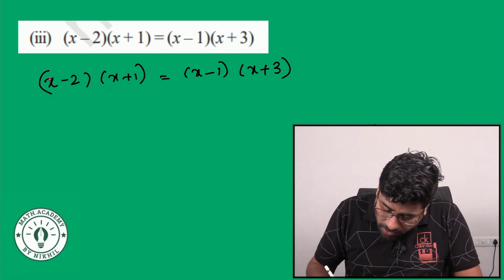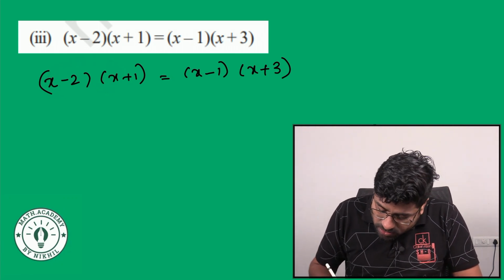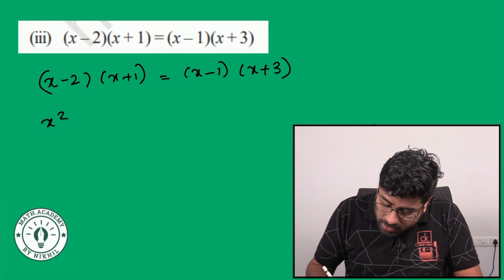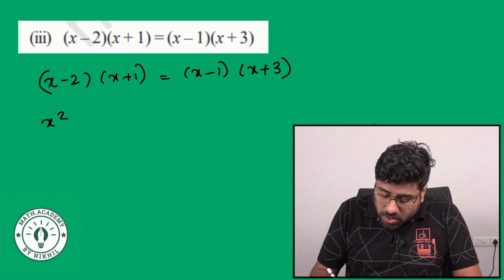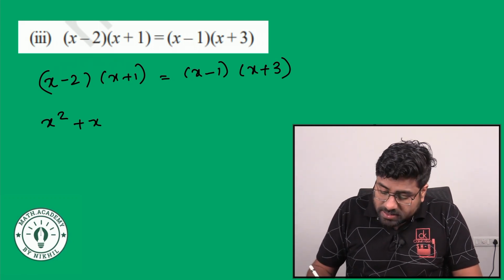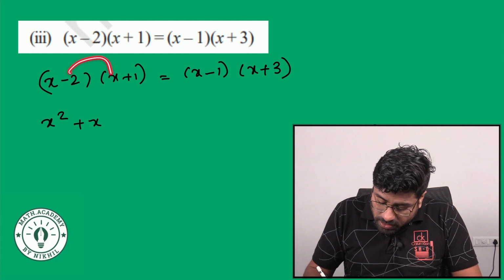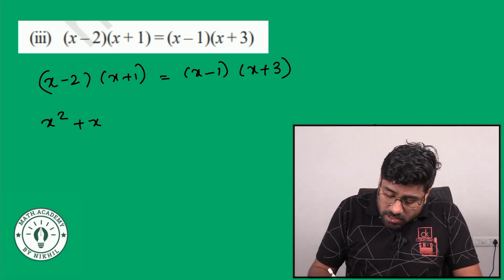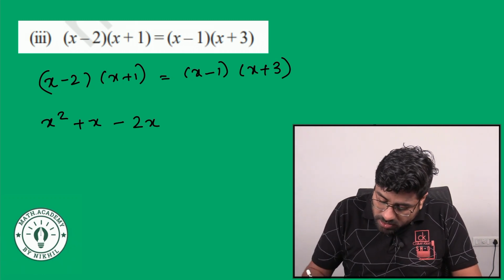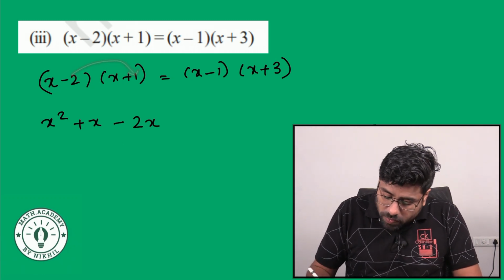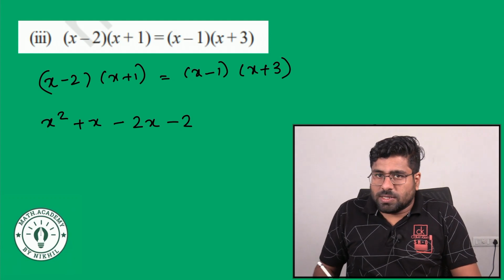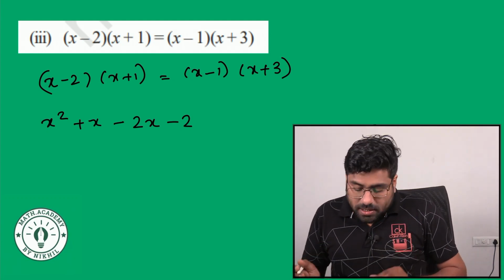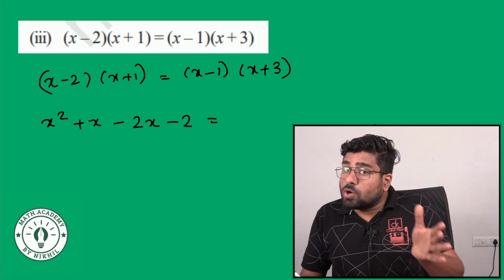When I'm opening the bracket, I'll first multiply x and x, so that is going to be x square, and the next is x into plus 1, which is going to be plus x. In the next case, it is going to be minus 2 into x. So minus into plus is going to be minus, so this is going to be minus 2x. Again, this is going to be minus 2 into plus 1, which is equal to minus 2. That is how you open the bracket. Now, once the bracket is open, let's move on to my RHS.